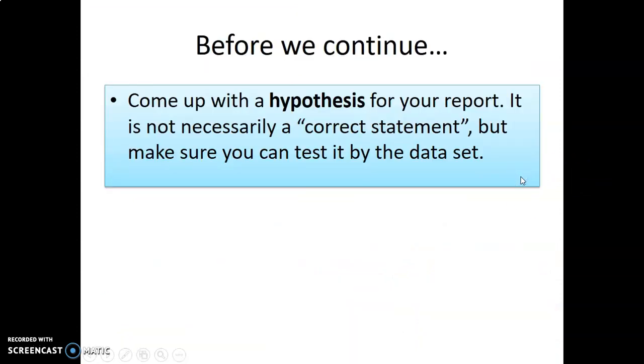All right, so before we continue talking about the introduction, you need to come up with a hypothesis for your report. And as I said, it's not necessary that you choose the correct statement that is proven by the data, but the one that can be tested. You can test it looking at the data set.